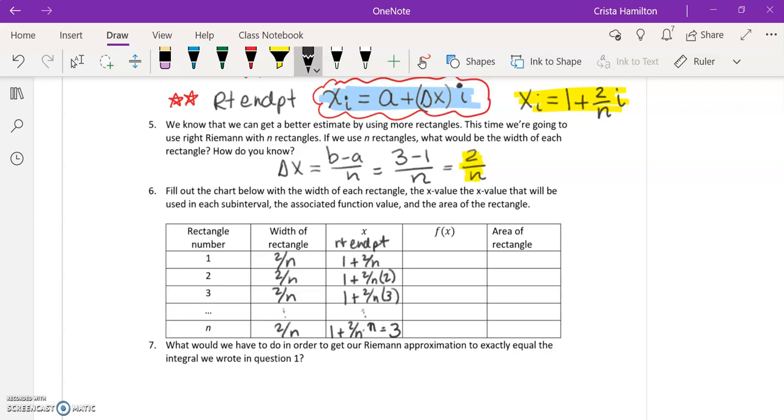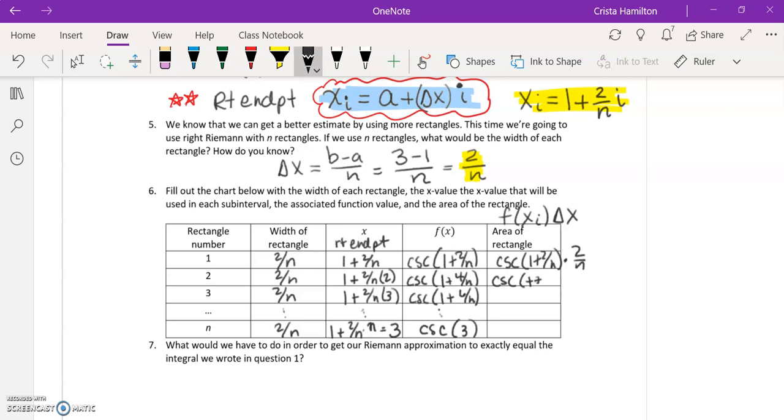Now, again, our plug and chug here, we would just do cosecant of 1 plus 2 over n, cosecant of 1 plus 4 over n, cosecant of 1 plus 6 over n, all the way down until we get to the cosecant of 3. And then the area of our rectangle, and remember that's going to be our f of x sub i times delta x, ends up being cosecant of 1 plus 2 over n times 2 over n.